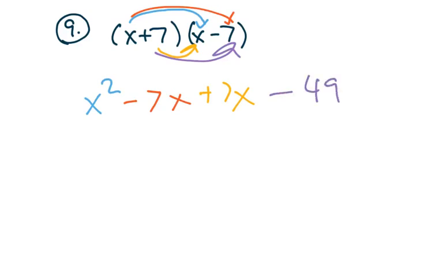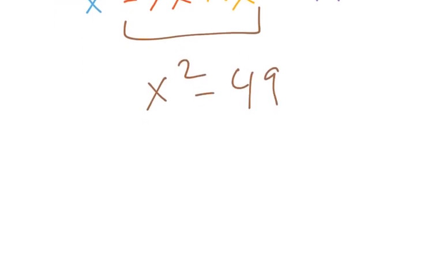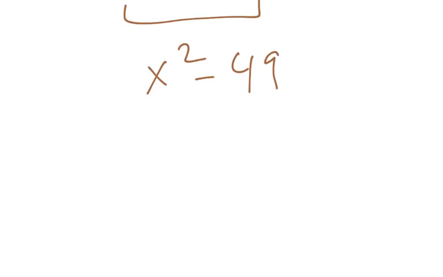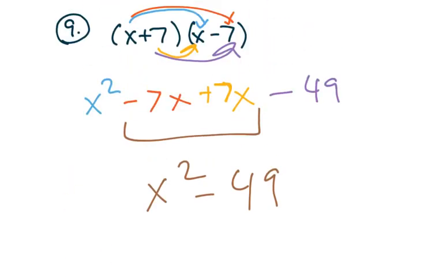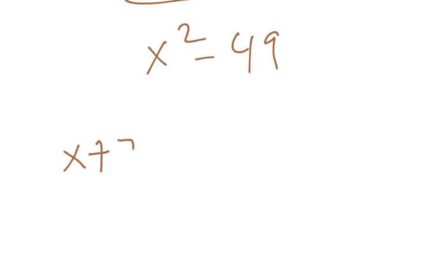Now what's interesting to note here is in the middle they cancel out. So this leaves me with x squared minus 49. And this is one of the most important rules that you'll see in math, which is called the difference of squares. What was the original problem? x plus 7, x minus 7.